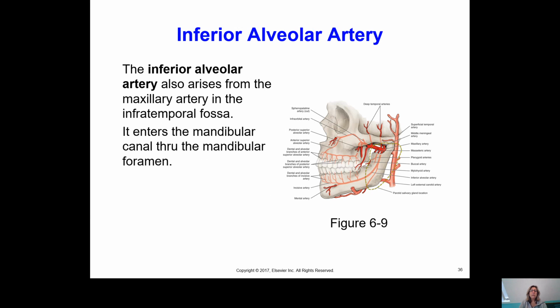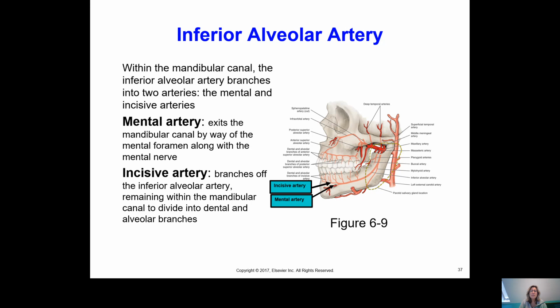The inferior alveolar artery also arises from the maxillary artery in the infratemporal fossa. It enters the mandibular canal through the mandibular foramen. This picture here is in your textbook. You are going to have to trace some of the main branches of these arteries.